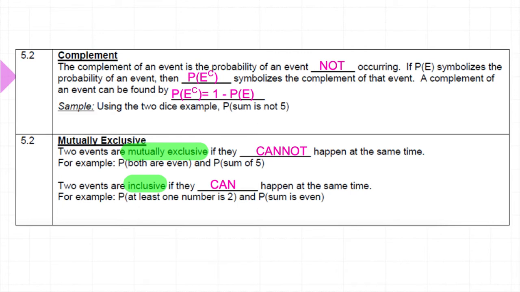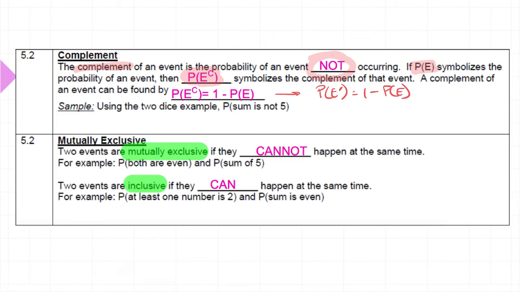So now we have some notation and some terminology. The complement, okay, this is an important word, of an event is the probability that the event does not occur. So if P(E), just a random example, symbolizes the probability of some event E, then P of E with a C, which I don't like that notation, by the way, it's not how I learned it, symbolizes the complement of an event. A complement can be found. So another way to write this would be P(E'), where the little apostrophe means not. P(E') equals 1 minus P(E).